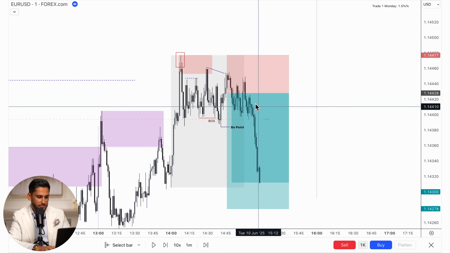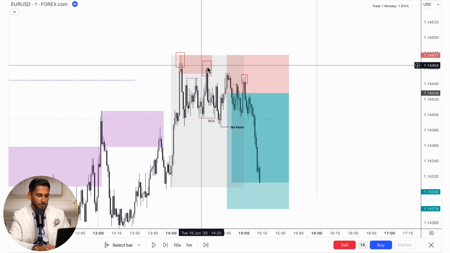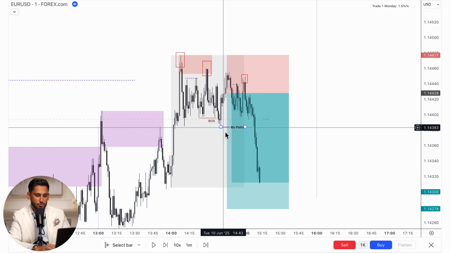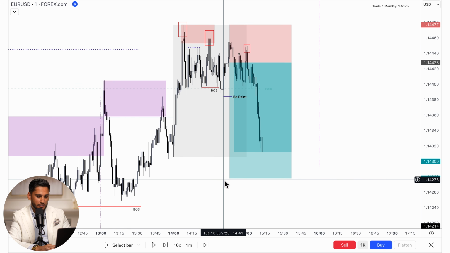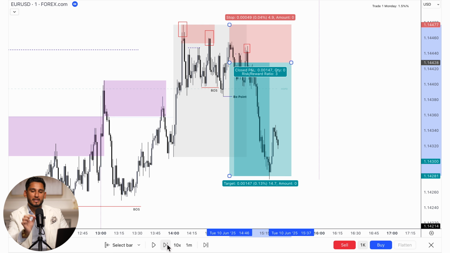Perfect. And we can actually see that there was another slight inducement right here. So we can start to see inducement number 1, inducement number 2, inducement number 3. After a medium inducement and internal breaks of structure, now we can actually have a nice tight entry and 1 to 3 risk reward is our partial. Let's see if we reach it. Just like that. This is why I love reaction trading.